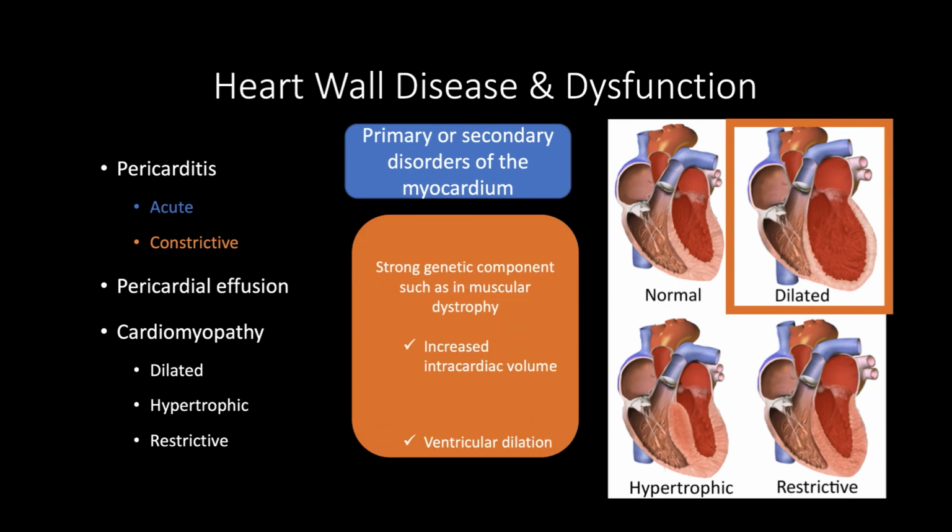With dilated cardiomyopathy, there's a strong genetic component, such as in muscular dystrophy. You have an increased cardiac volume and ventricular dilation, as you can see, that left ventricle is huge. But you do have a reduced ejection fraction. It's just a very dysfunctional, large, floppy left ventricle.